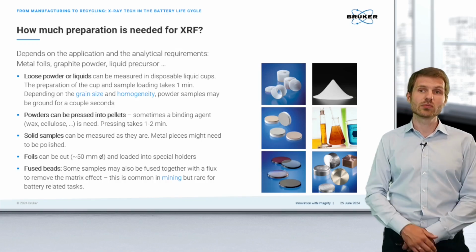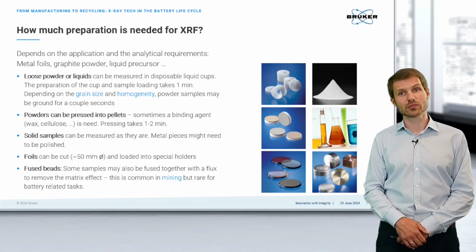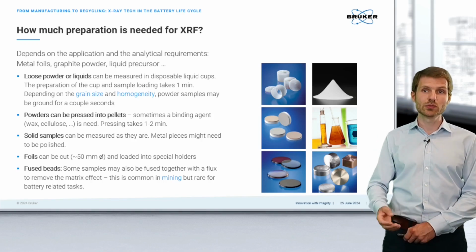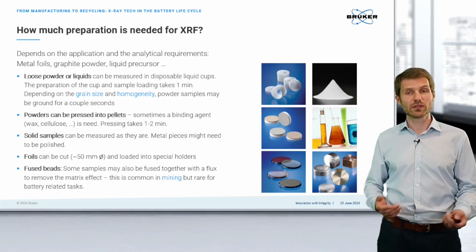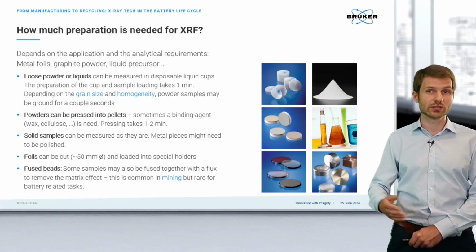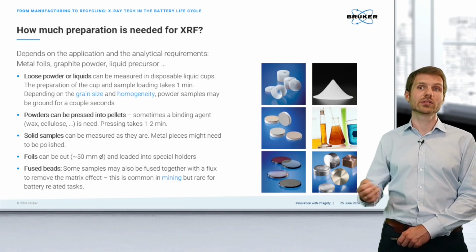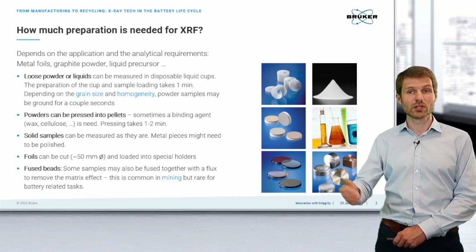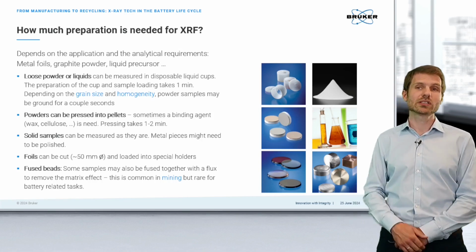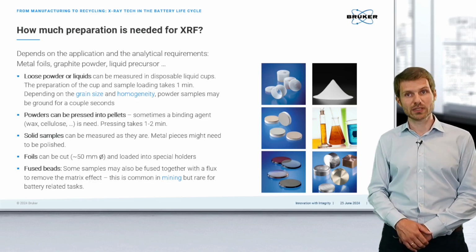And last but not least, one preparation method that you often come across in X-ray fluorescence is the fused bead preparation method. Here, the sample is fused into a glass bead with a flux. This gets rid of any heterogeneities and also essentially of the matrix, which can be disturbing. It results in very high accuracy and precision for major and minor elements. However, this is more something that you would see in mining and less common in battery applications.